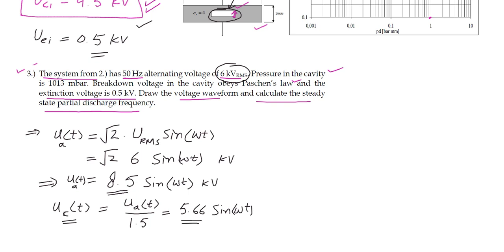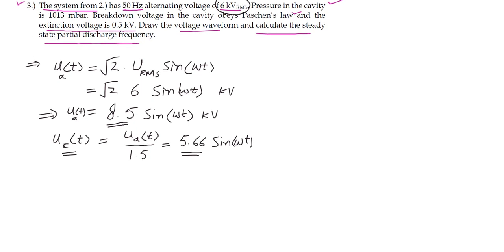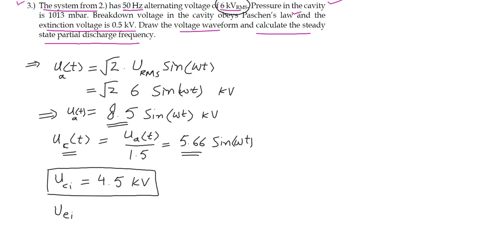is 5.66, and we know that the cavity collapses, or the cavity is discharged at UCI of 4.5 kilovolt, which we found from the Paschen curve, and the extinction voltage UE will be equal to 0.5 kilovolt, where the discharge stops.